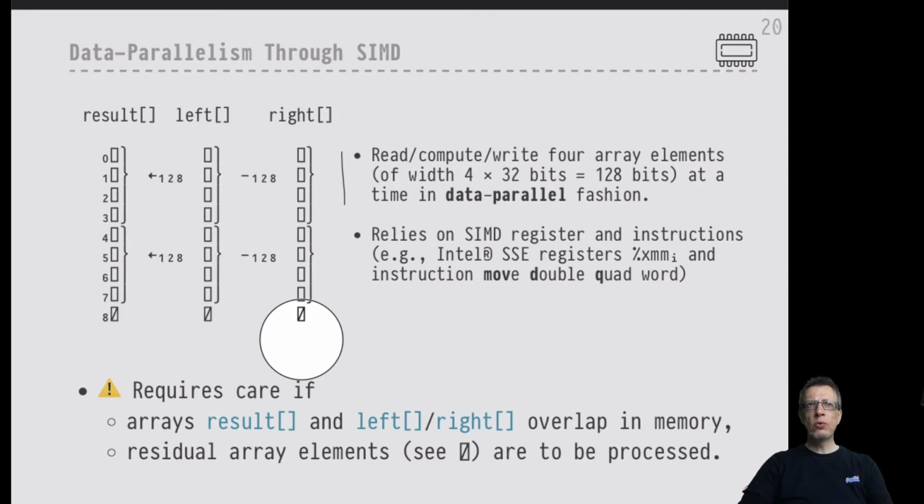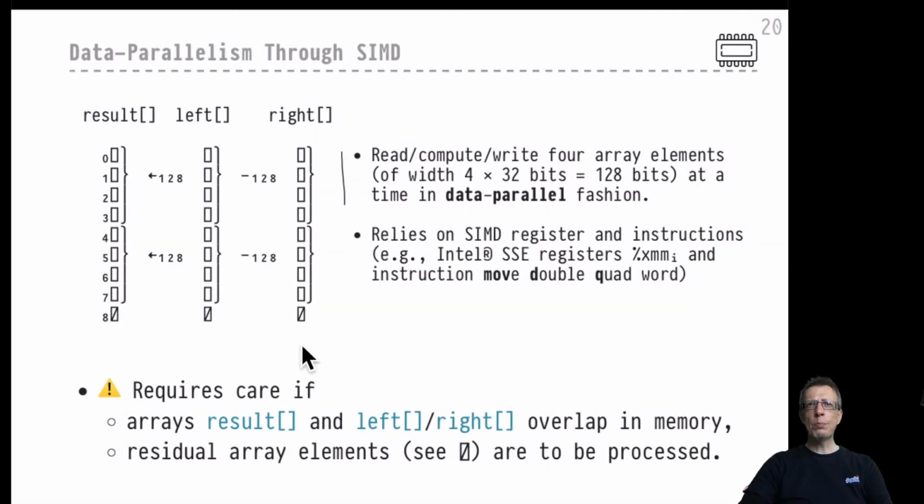And there's also the issue of what's happening if the result and left and right arrays here, these vectors, might overlap in memory. This might sound strange now, but only because we are switching from the regular single element by single element operation mode to the data parallel efficient wide instruction and wide memory access mode.